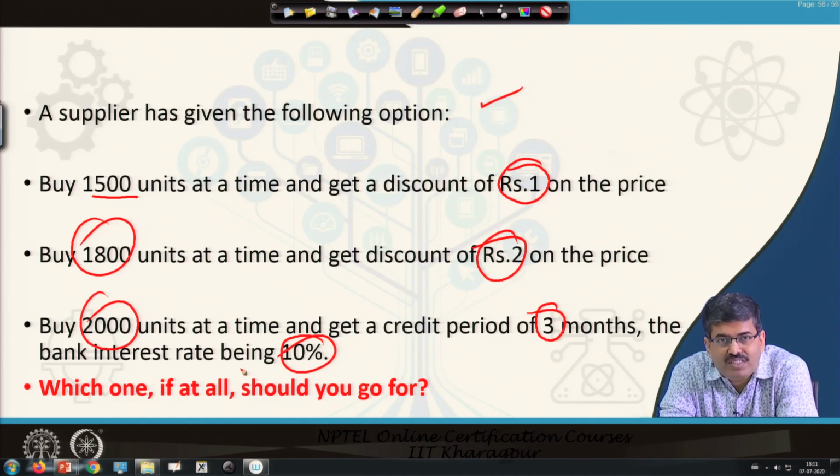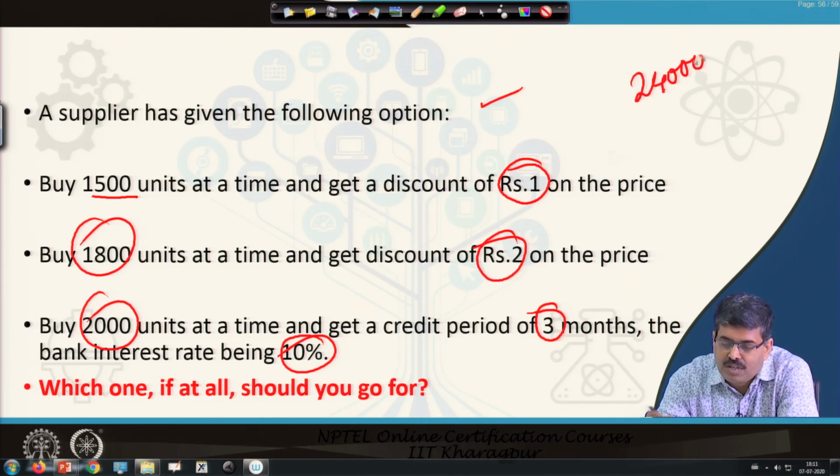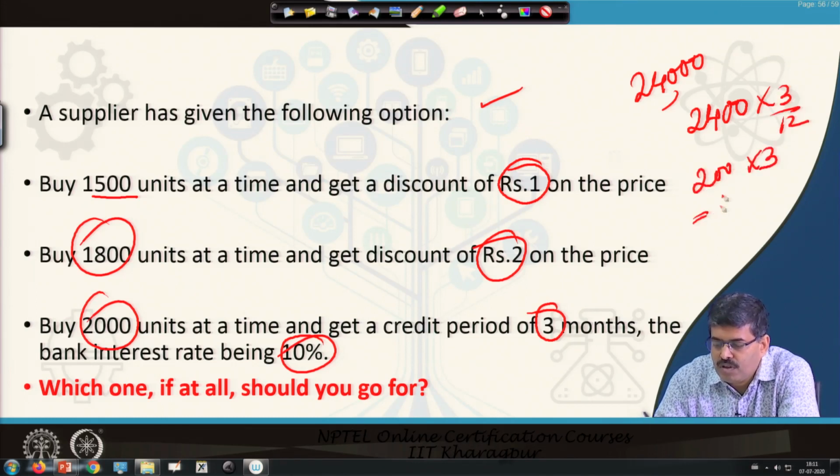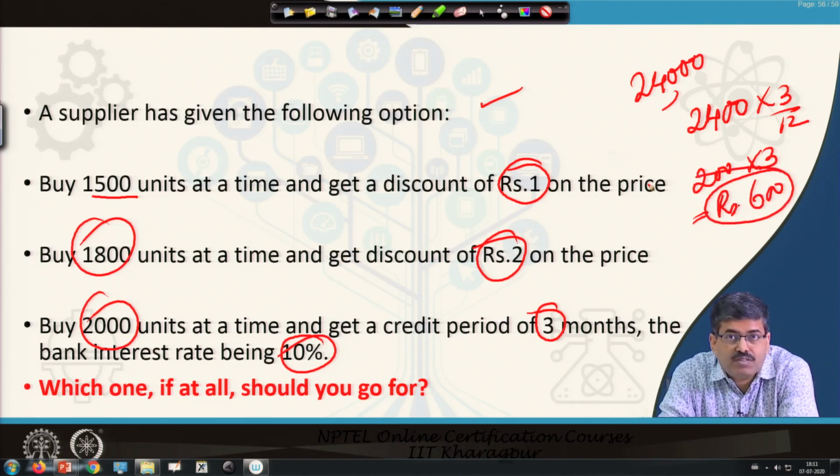So 12 rupees into 2000 units, 24,000 rupees, bank interest rate is 10%. So how much? 2400 into 3 by 12, rupees 600 is the discount.